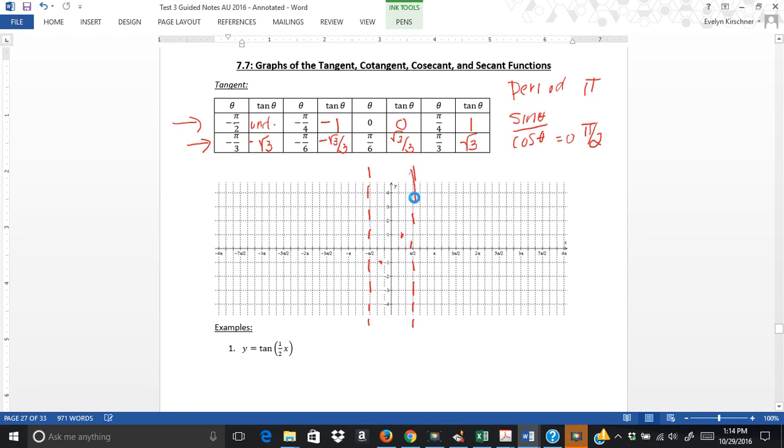So now I have a nice graph that looks like this. And it repeats every time. It approaches both asymptotes. So that's the way the tangent looks, and we'll use our 5 key points in our graphs.